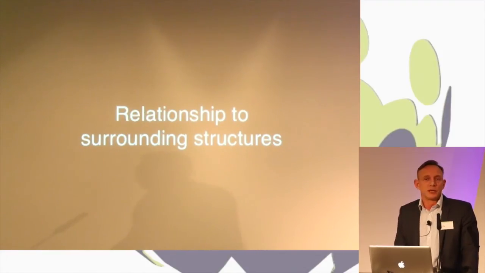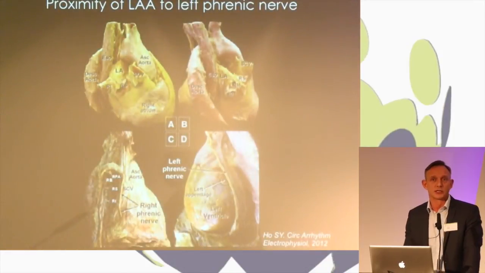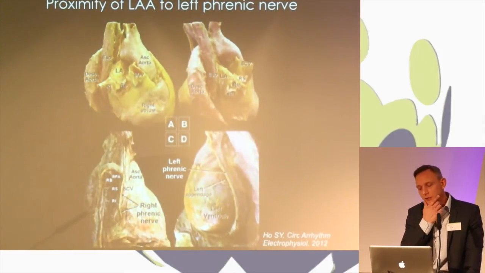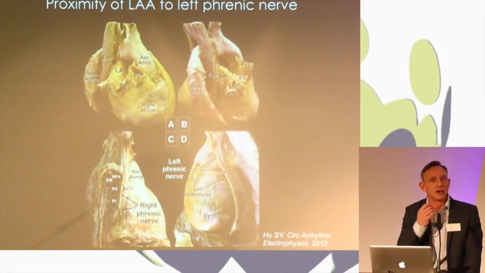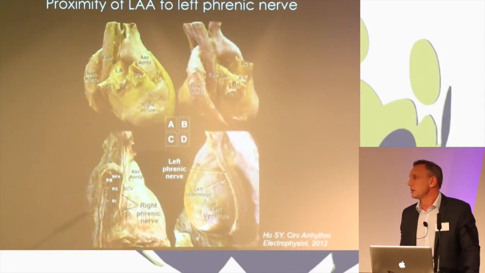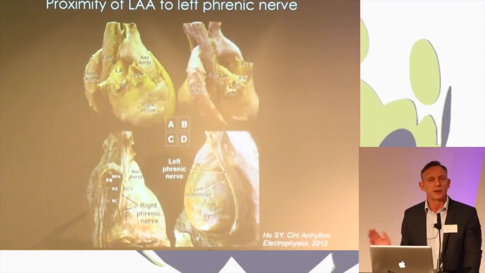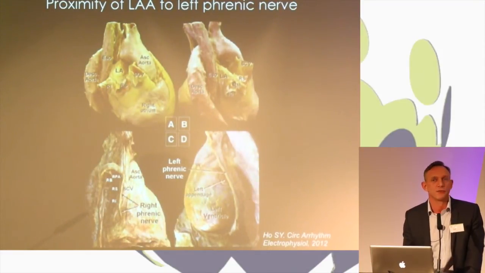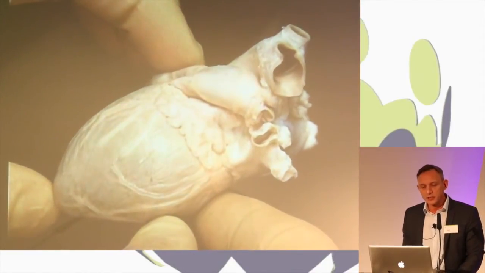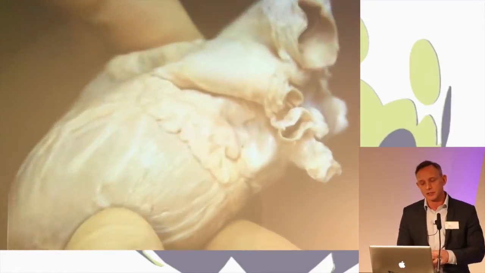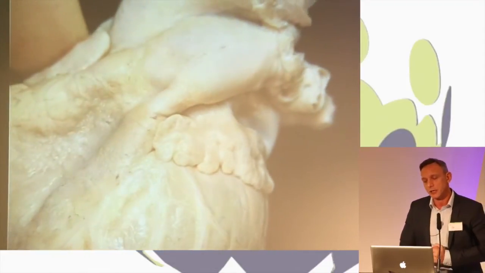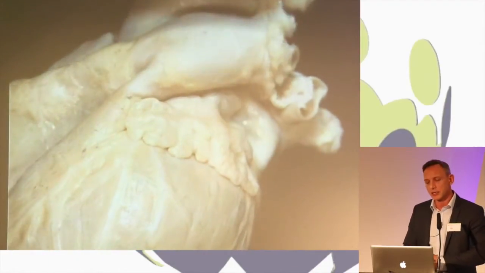In terms of the immediate surrounding structures, probably the most important is the phrenic nerve, the left phrenic nerve, and that will run directly over the tip of the appendage. It depends, of course, on the shape of the appendage itself. But I don't think that's been an issue in any of the occlusions so far. Here is the appendage in situ, and you can see that it sits obliquely between the left ventricle and the pulmonary trunk. You see the pulmonary trunk running immediately above it.